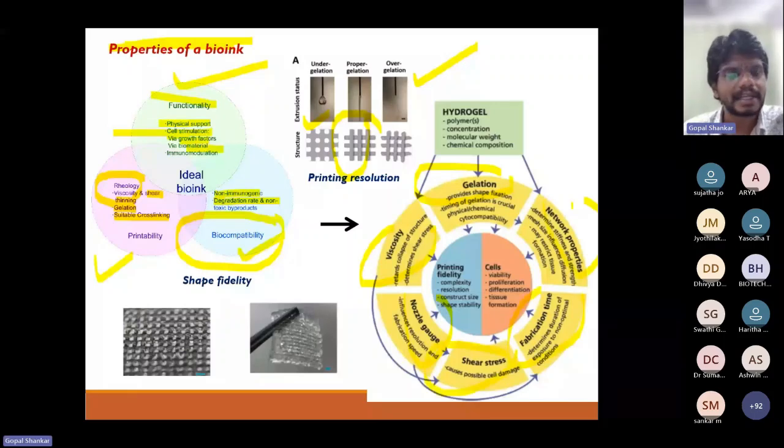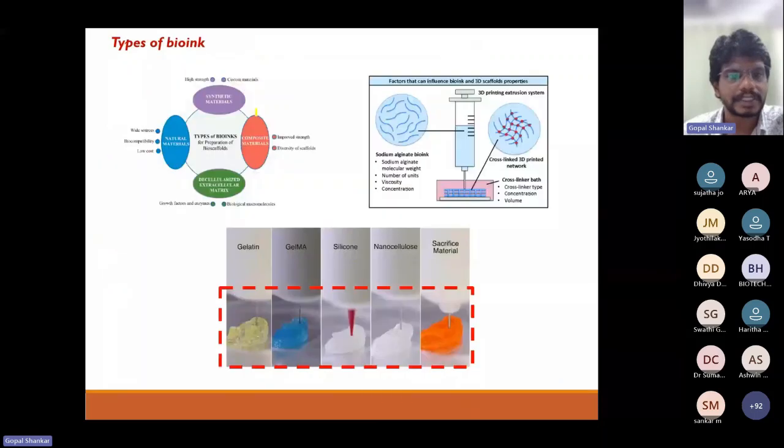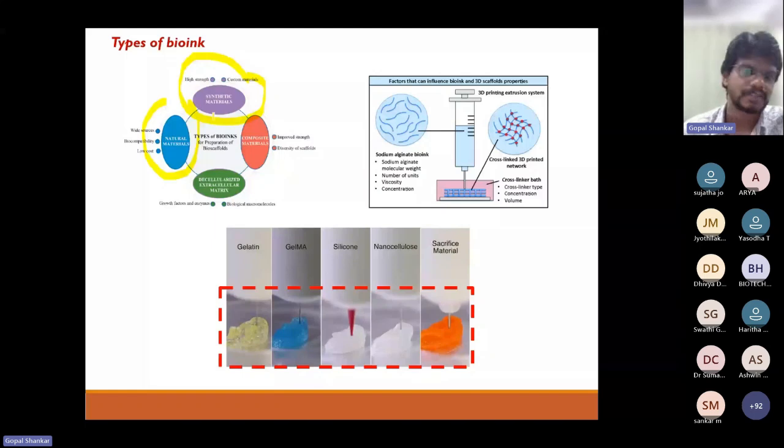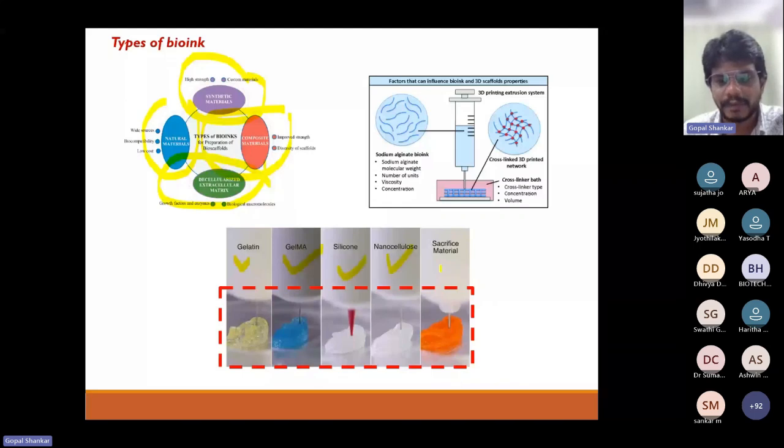So what materials can be used for bioink? You can go for synthetic materials, natural materials, or a composite, where you have natural with synthetic. And also you can go for decellularized matrix. Here, this is a typical example. This is a printing of gelatin, a human here, which is printed with gelatin. This is GelMA, which is basically gelatin methacrylate. This is silicone, nanocellulose, and this is a sacrificial material which will allow the organ to form, and the sacrificial material can be removed.